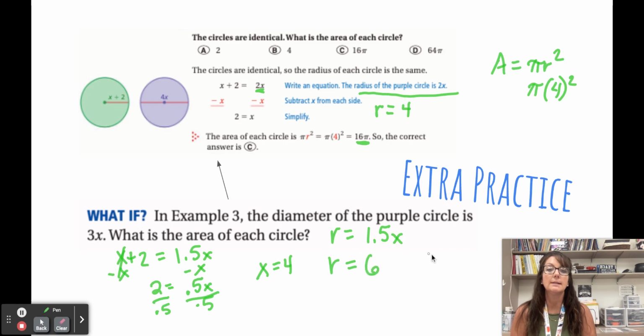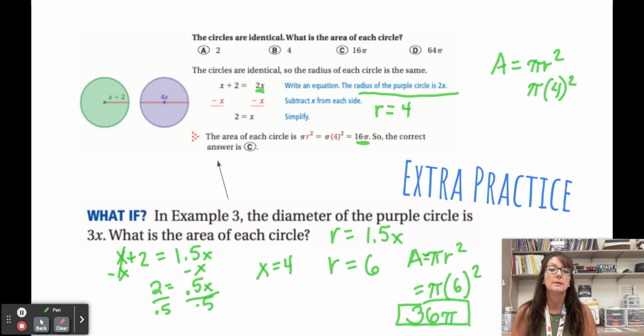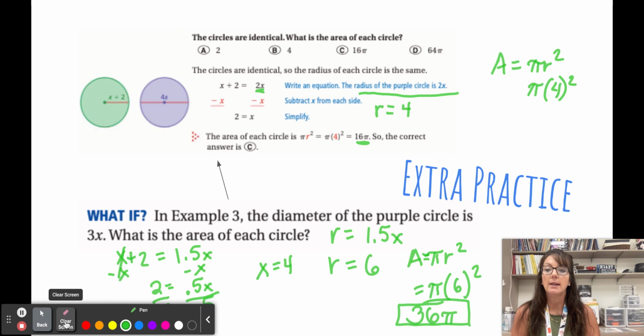So if our radius is 6, the area, which is pi r squared, that's what the area equals, would be equal to pi and then 6 squared, or simply 36 pi, if we went ahead and simplified that down and left it in terms of pi. So if you have any questions about that, you can definitely put that in the very last place on the Edpuzzle.